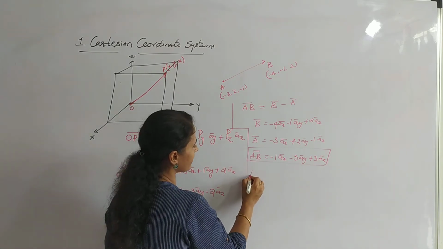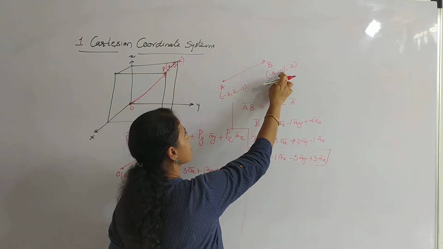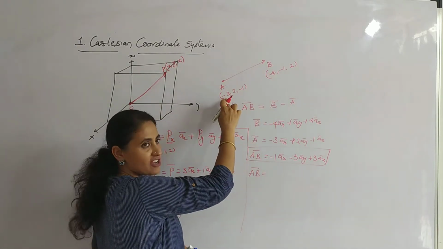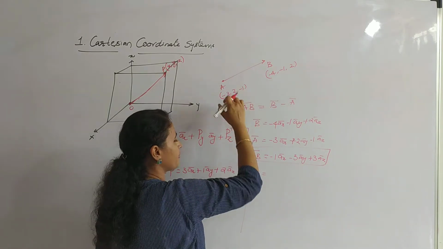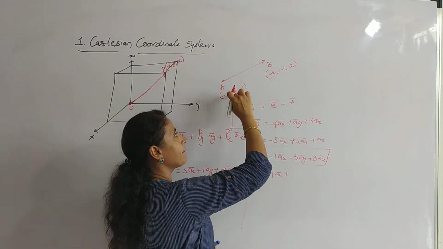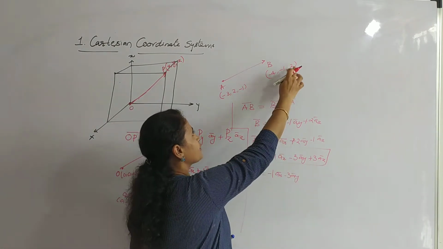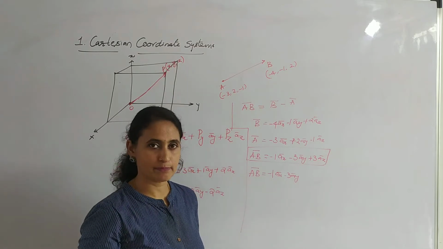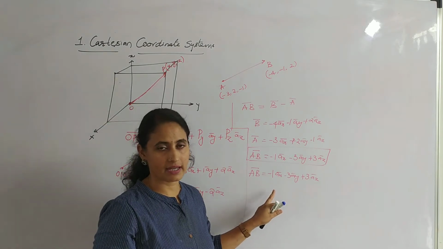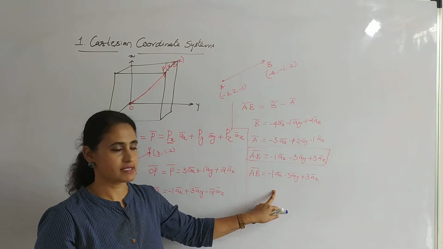Simply, we can also write the distance vector as the difference of the coordinates along x, y and z. That means -4 minus (-3) is -4 plus 3, which is -1 ax. Then -1 minus 2 is -3 ay, and 2 minus (-1) means +1, so this is +3 az. In this way also we can find the distance vector. The distance vector measures the distance between two points.